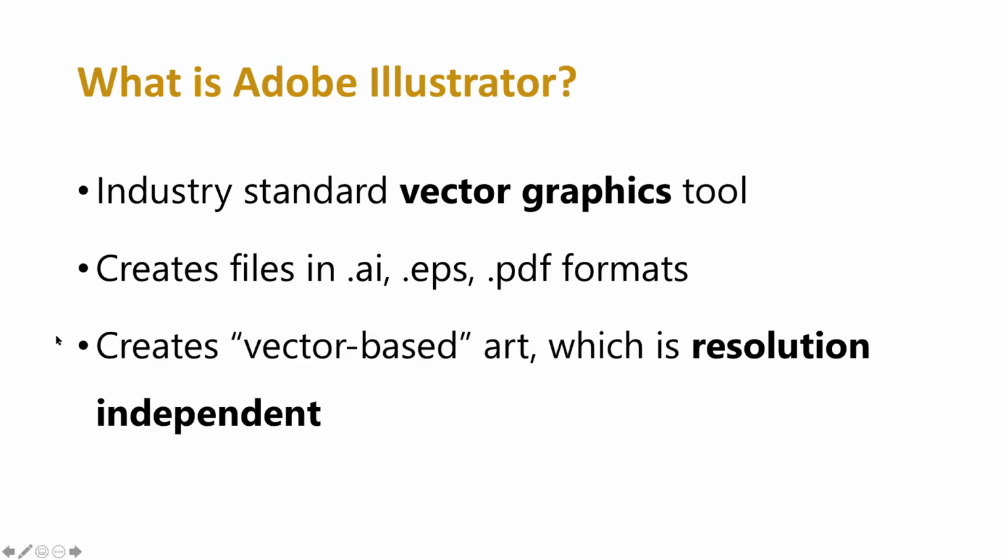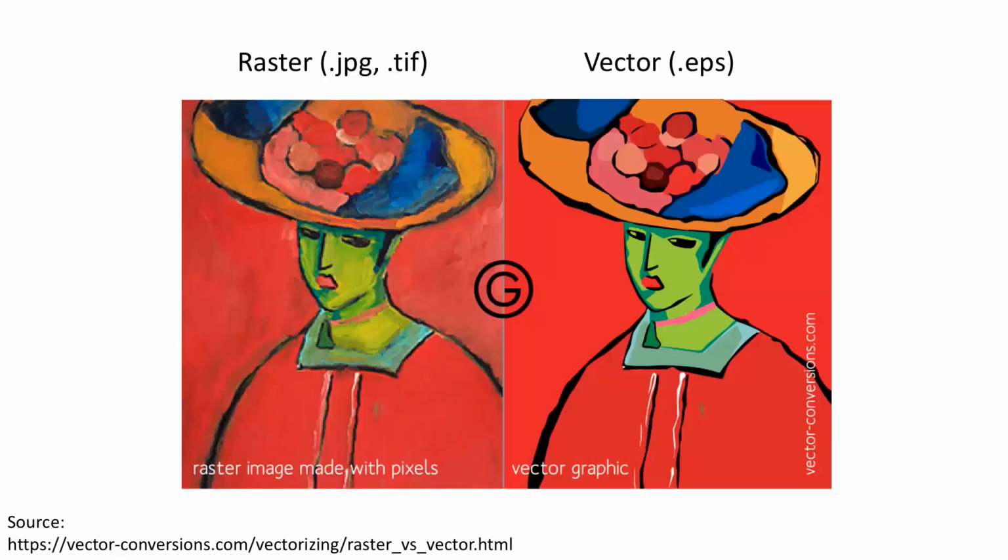The really important thing about Adobe Illustrator and why we love it is that it creates vector-based art, which is resolution independent. What does this mean? Here's an example of art on the right-hand side that is drawn in vector, which is resolution independent, versus art on the left, which is stored as a JPEG or a TIFF. It's kind of photorealistic, drawn with pixels, and it is resolution dependent. So resolution refers to the number of pixels in an image.